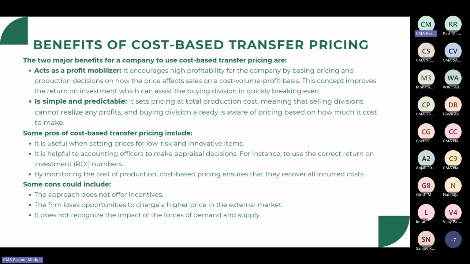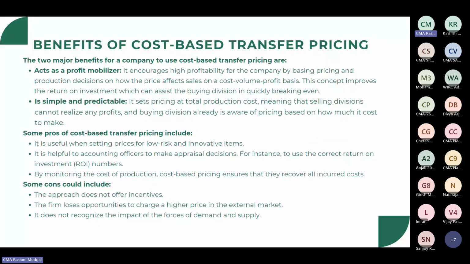First, the approach does not offer incentives. There is no incentive in this approach. Next, the firm loses the opportunity to charge a higher price in an external market. If I am going to charge a price for my associate company, but I am charging higher prices to outsiders, this is going to make my reputation lower than what I have.